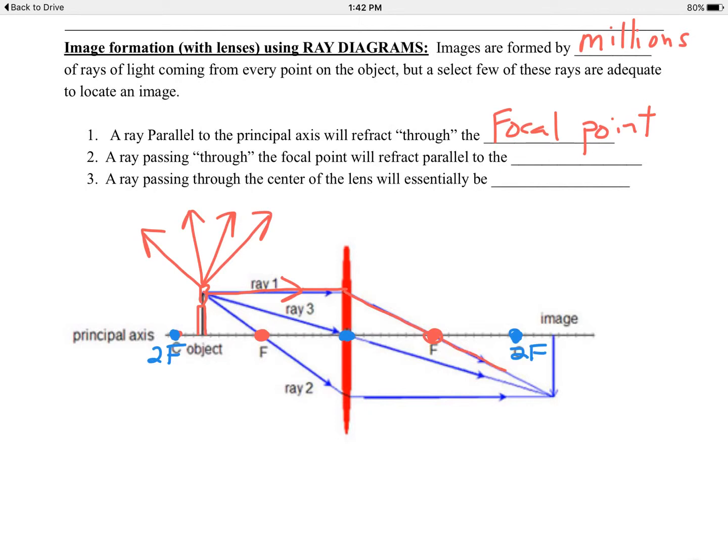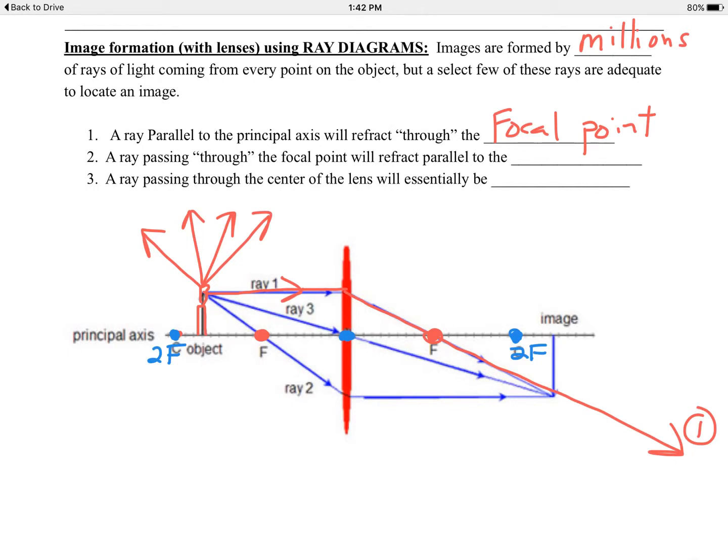The net result is it bends and comes like this and continues on. That's one ray of light that helps us find the image. Step number 2, I'm going to call that number 1. You don't need to number these, but that was my number 1 on the illustration here. Number 2 is just the reverse of that.